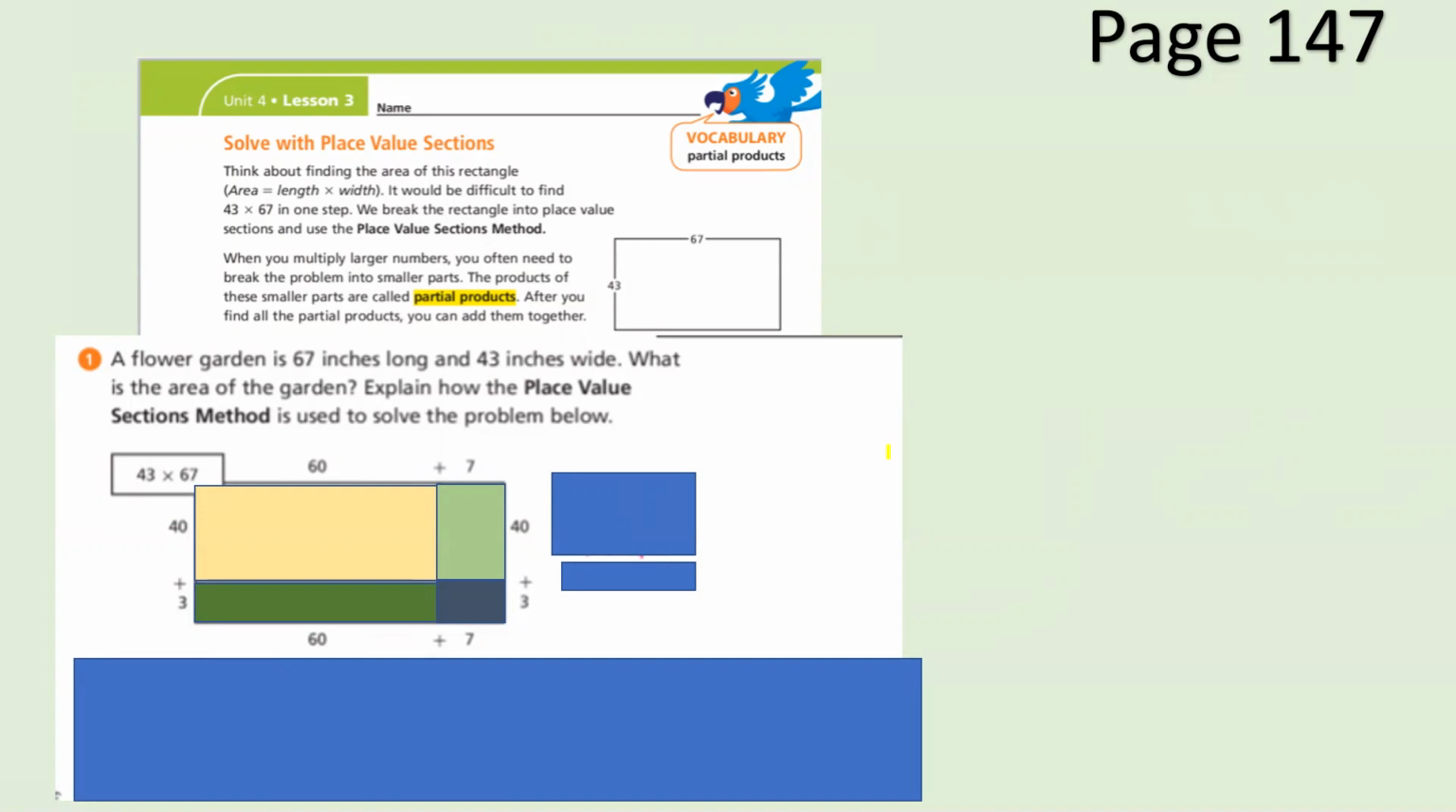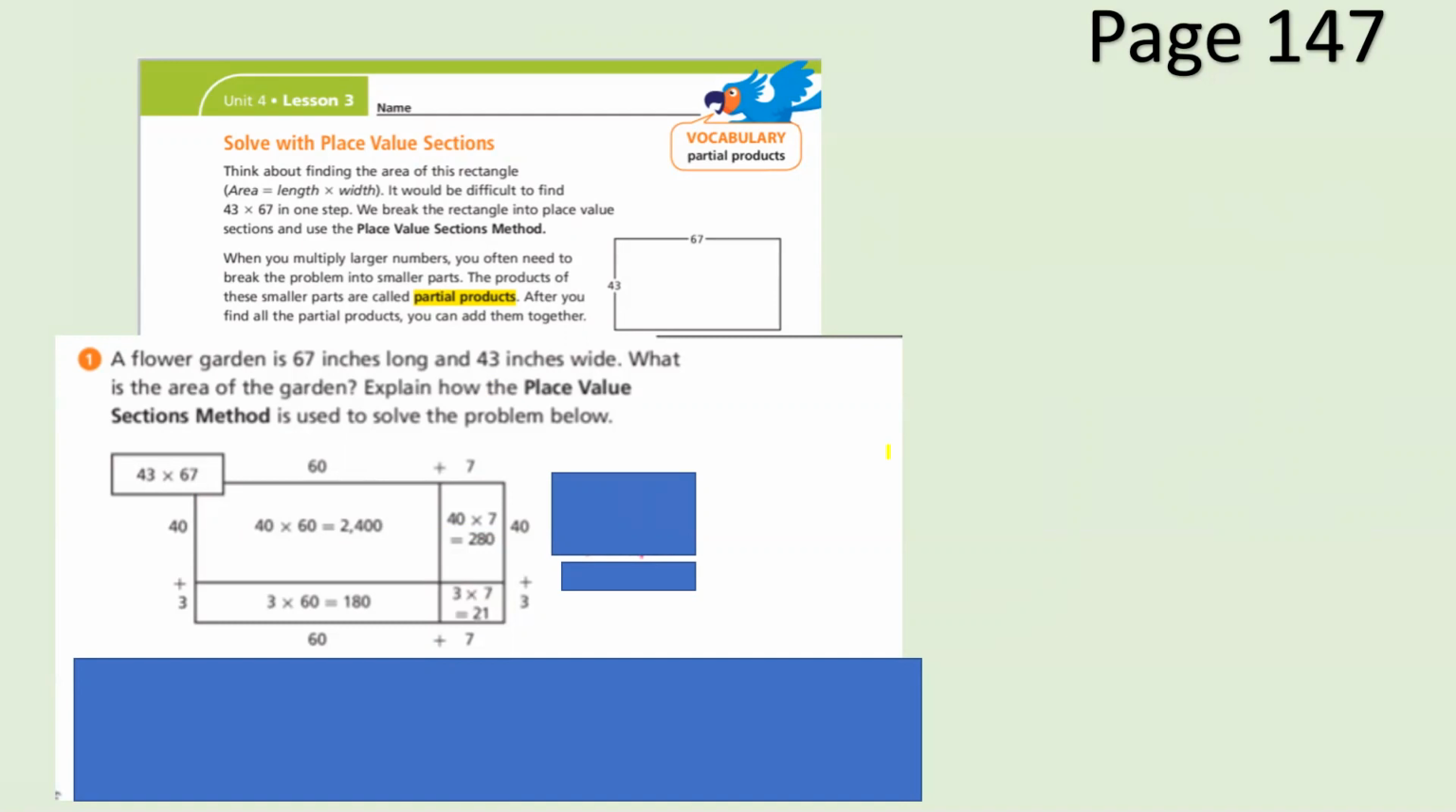Now we just have to find the area of each box. So 60 times 40 is 6 times 4 is 24. Add the zeros, it's 2,400. And then 60 times 3, 6 times 3 is 18. Add the zero, it's 180. And then 7 times 4 is 28. And then add the zero from 40, 280. And then 7 times 3 is 21.